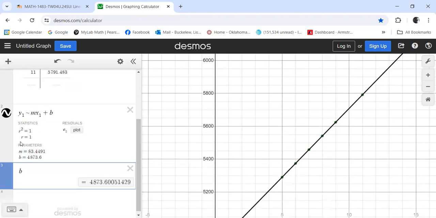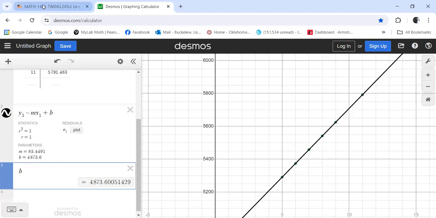Anyway, when you look at this, the M value, your regression slope, is going to be 83.4491. The B value, which is the y-intercept, what it would be when x is 0, is 4873.6. That doesn't have much detail, just 1 decimal. If you need to see more decimal places than what's showing for the parameters of a regression, just type the letter you'd like to see more of on the next line, and it will expand it and show you the extra digits.